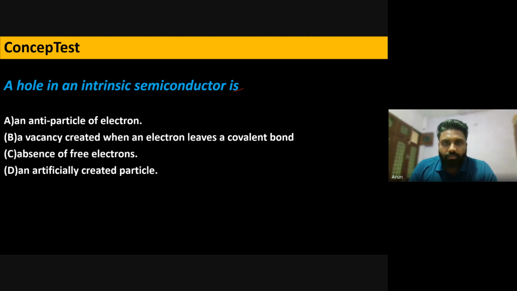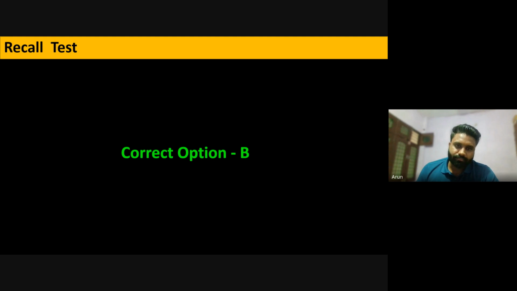Okay. So a hole is nothing but the vacancy created when an electron leaves a covalent bond. Whenever the electron leaves the covalent bond, there is a vacancy created. We have seen how it is possible. So option B is the correct option.